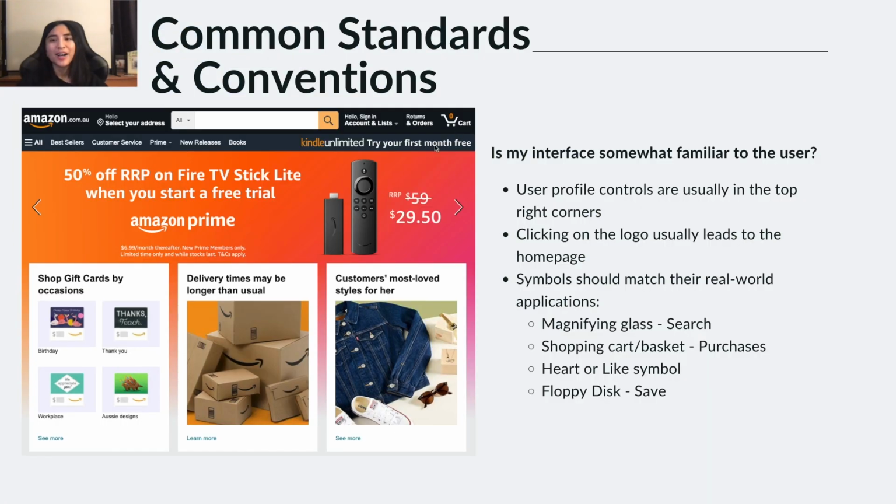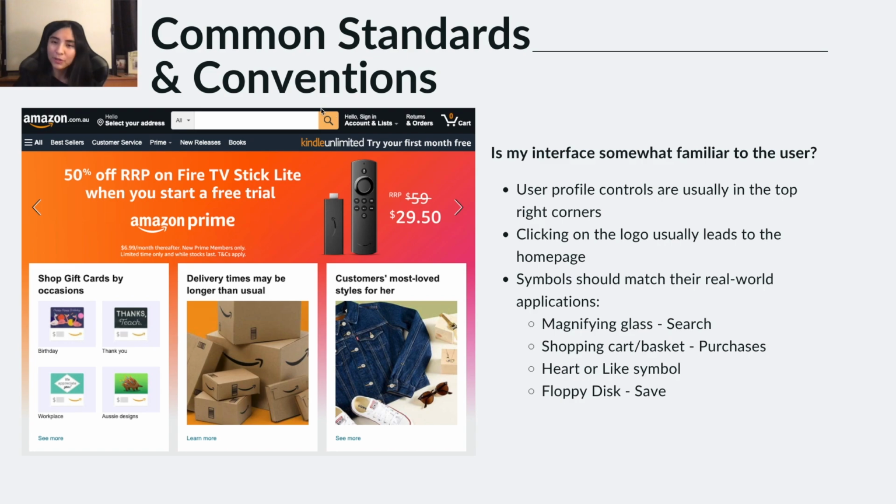Moving on, common standards and conventions. This goes hand in hand with learnability, because the more an application abides by conventions, the easier it is for people to pick up because it's more familiar. So ask, is my interface somewhat familiar to the user? Are you following conventions? Some conventions are, the user profile controls are usually in the top right corner, as you can see in Amazon. Clicking on the logo usually leads to the home page, and symbols should match their real-world applications.